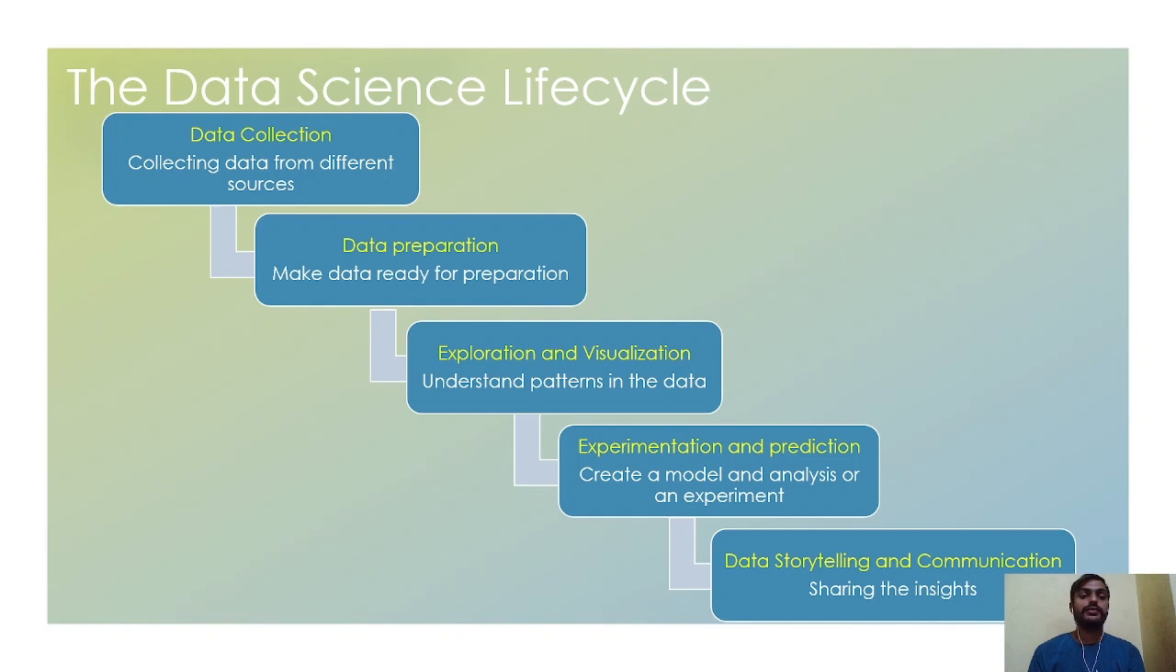Data science life cycle. There are several stages in this life cycle, which are data collection, data preparation, exploration and visualization, experimentation and prediction, and data storytelling and communication. Data collection is collecting the data from the various sources. Data preparation, making the data ready for the process, or making the data clean and useful for our analysis. Exploration and visualization, understand patterns in the data. Experimentation and prediction, create a model, an analysis, or an experiment. Data storytelling and communication, sharing the insights with the layman or the ordinary people.